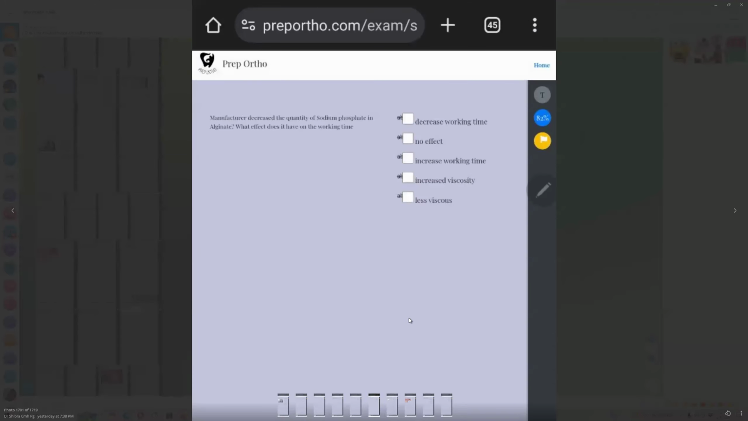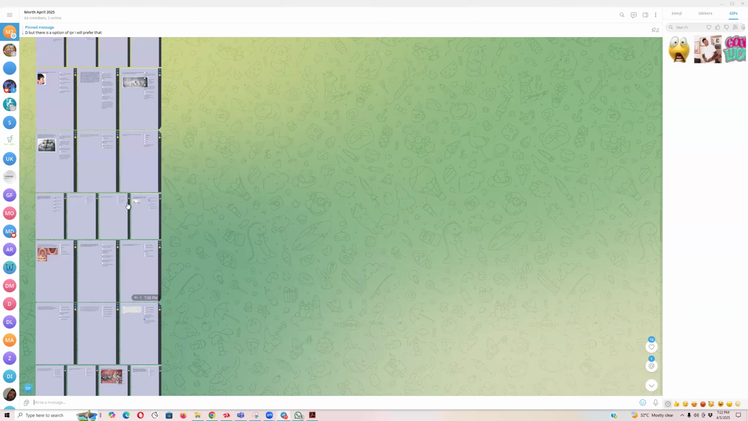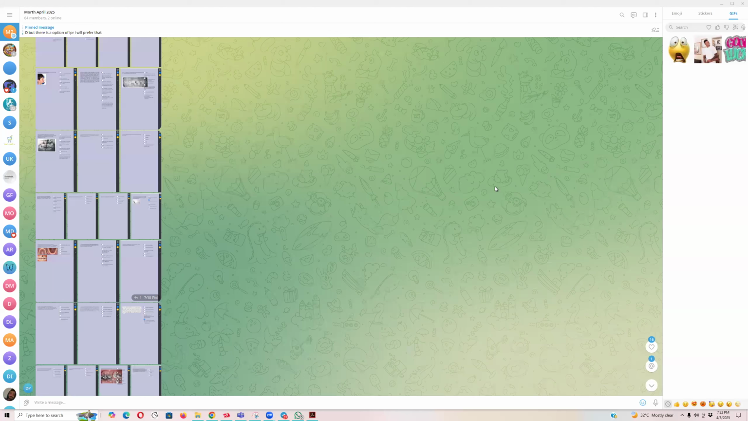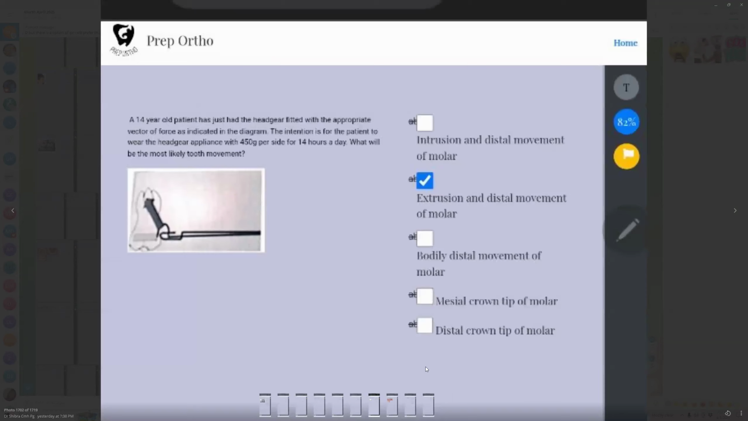Manufacturer decreases the quantity of sodium phosphate, the same one. Okay, then repeat it again. Sir, when the retarder is decreased, will the working time increase or decrease? The working time will decrease. It retards the setting, right? Right. Okay, so it's retarding the setting, so it's increasing the working time.